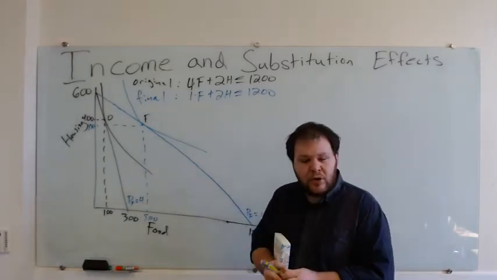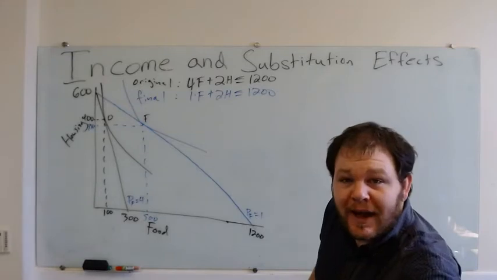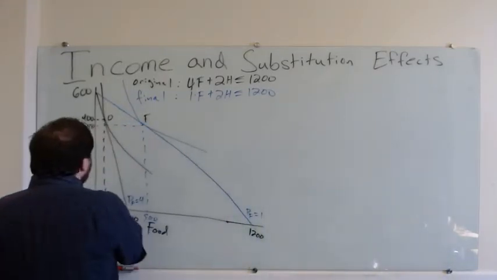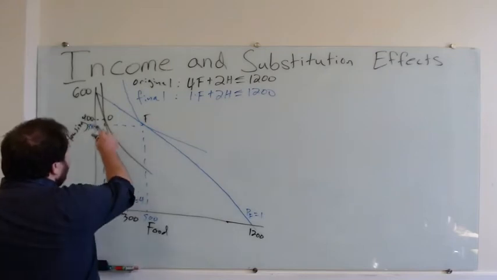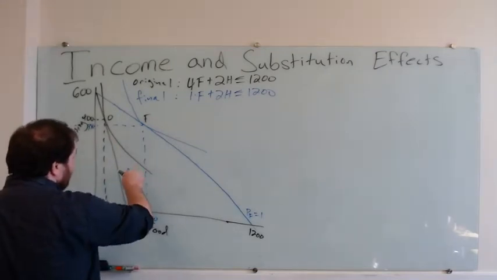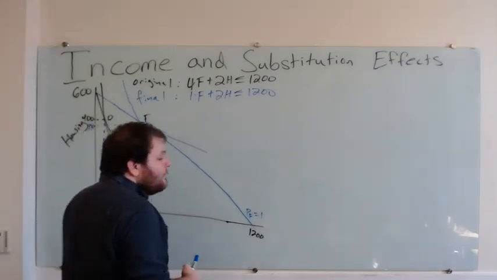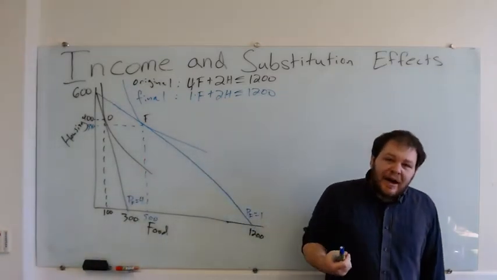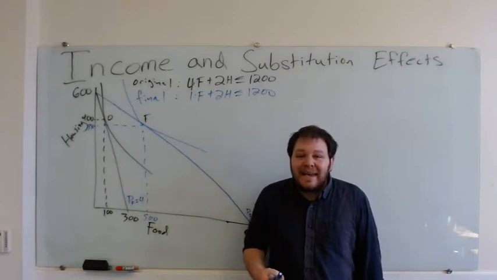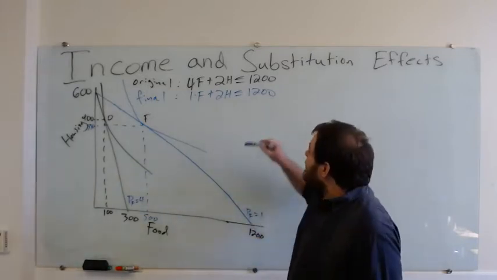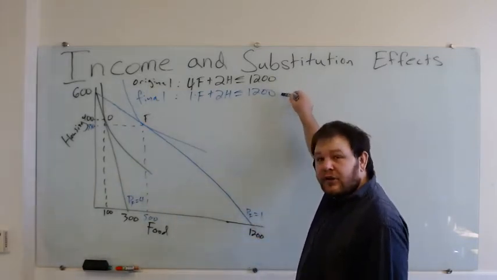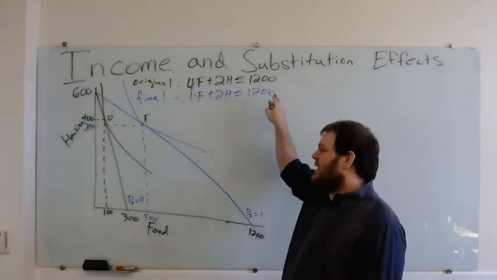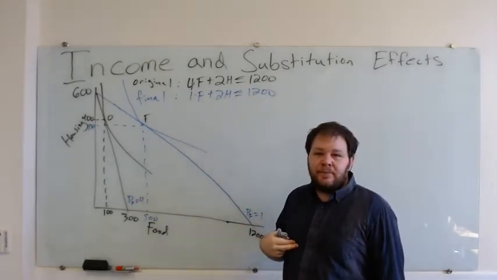What I want to know, if I want to find a substitution effect, is how much my consumption of food would have changed if the relative price of food and housing had changed. If food had gotten cheaper, but I hadn't gotten any richer. So to think about that, let's think about what it means to get richer. Again, we don't mean by this that you have more dollars in your pocket. We mean that your purchasing power, the value of your budget, is the same.